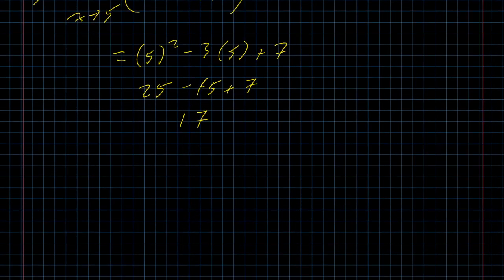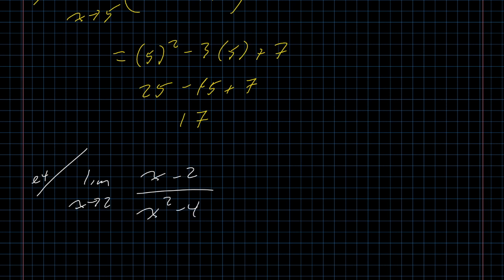Sometimes when we try that approach, it doesn't quite work. So, for example, if I want to try to evaluate the limit as x approaches 2 of x minus 2 over x squared minus 4, if I try plugging that in, I get 2 minus 2 over 2 squared minus 4, which comes out as 0 over 0. We call this 0 over 0 an indeterminate form.